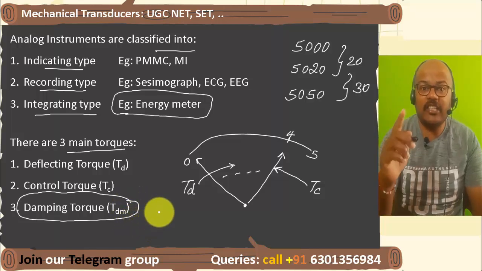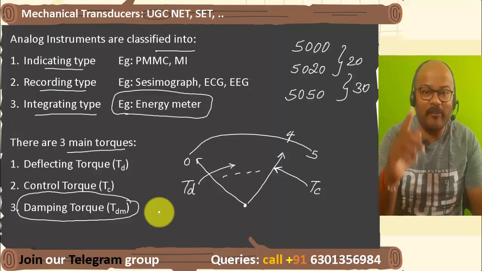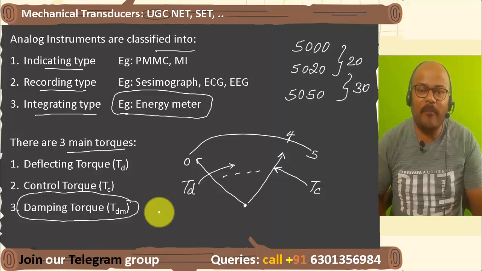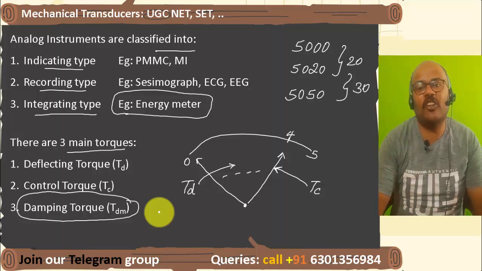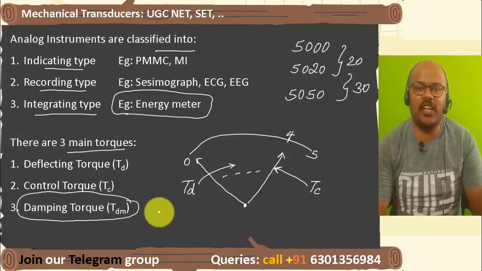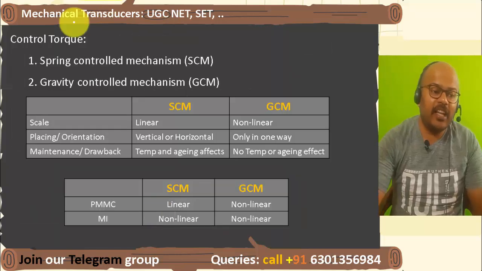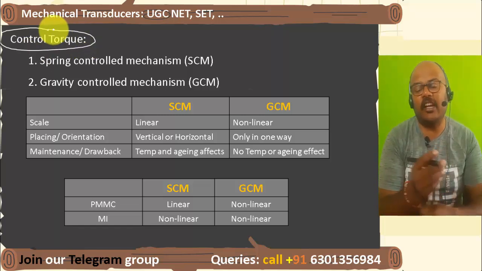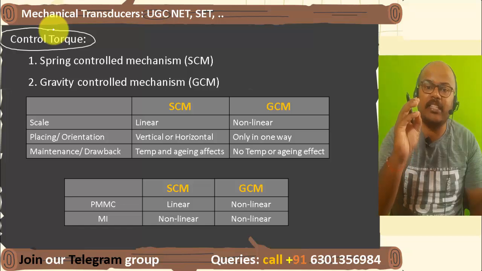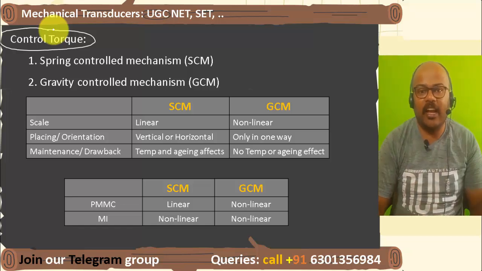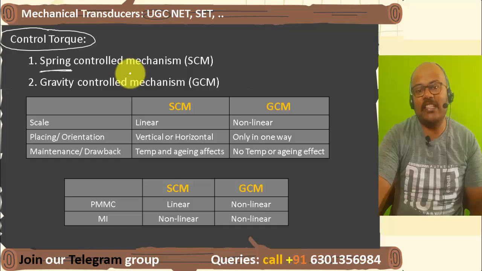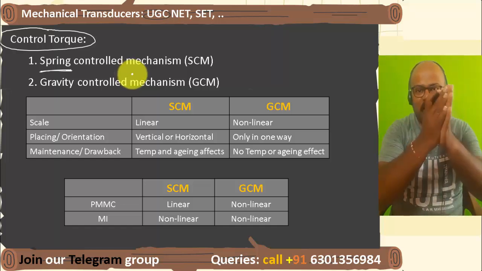If you are familiar with control system topics, you will be in a position to understand these things. So damping is used here also. In the case of networks also, you speak with respect to damping oscillations. Next, in the case of control torque, you will have two variants. The first is the spring control mechanism and the second is the gravity control mechanism. Gravity control mechanism works based on gravity. Spring control mechanism works based on the stiffness of the spring, compression and expansion, that's it.